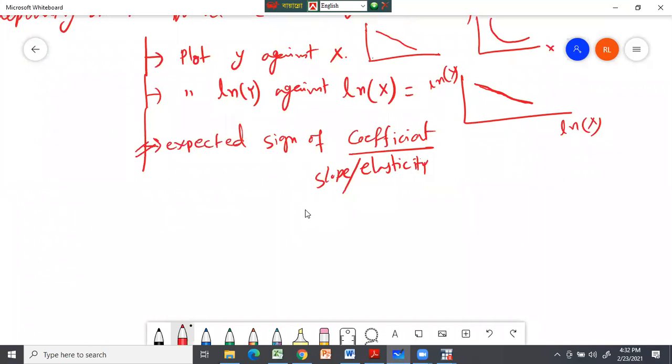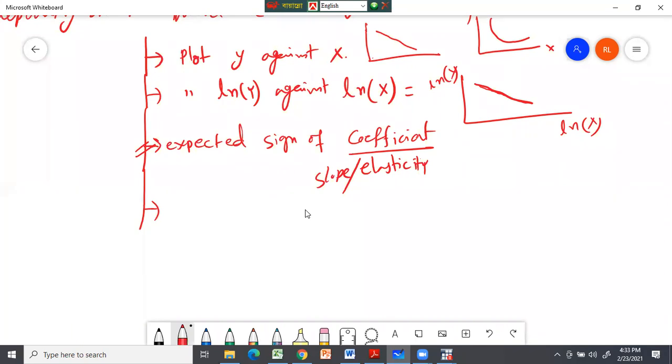If one model is showing the positive sign of the coefficient and another model is showing the negative sign of the coefficient, then you are done. Then you can easily choose that the model which is showing the negative sign of the coefficient is the right model, whether it is linear or log linear. But you are not getting that here, because both models are showing the right expected sign of the coefficient. It should be a negative sign, and both are showing negative.